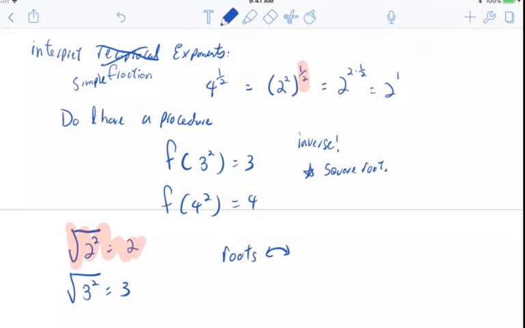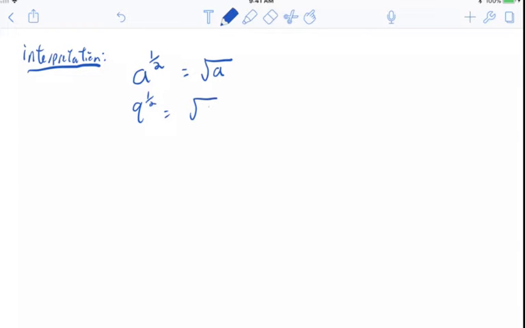Fractional exponents. If you see a fractional exponent, it means it's a root. Interpretation: according to the algebraic arguments we've seen so far, if you see some number to the 1/2, it's an algebraic shorthand for plugging it into the square root on your calculator. So 9 to the 1/2 means plug it into your root calculator.